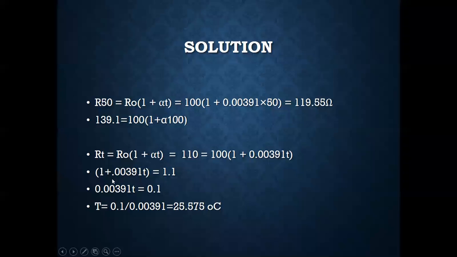So I am substituting. Try to solve the problem. Here I am taking this 100 to the left side, so it becomes 1.1. Taking this 1 to the right side, then 0.00391 T is equal to 0.1. Then T is equal to 0.1 divided by this, that is 25.575 degree centigrade. This is a simple problem, but in order to understand the working principle, it is very essential.